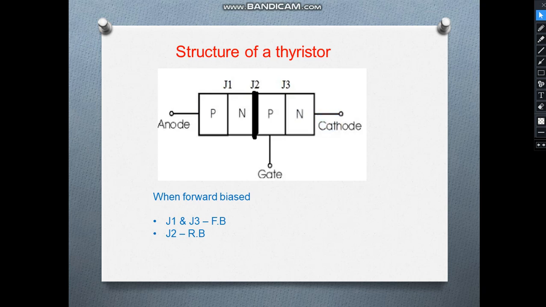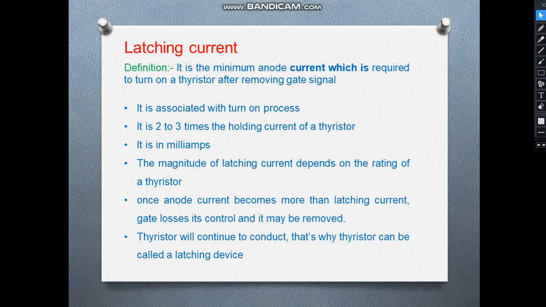By taking this background into consideration, let me explain the latching current of a thyristor. Let us move to the next slide where we will see the latching current. First, let me explain the definition of the latching current. It is the minimum value of the anode current which is required to turn on a thyristor after removing the gate signal. That means when the gate signal is applied to the gate terminal of a thyristor, the current passing through the thyristor increases and reaches a minimum value. That minimum value of the anode current of a thyristor is called the latching current.